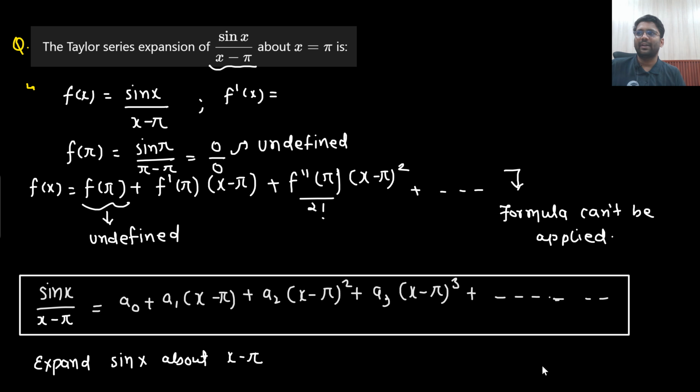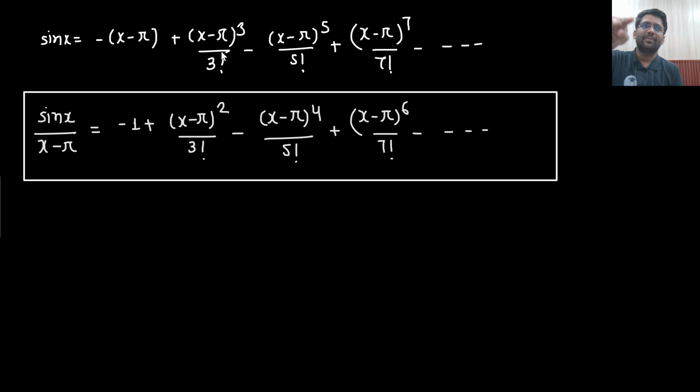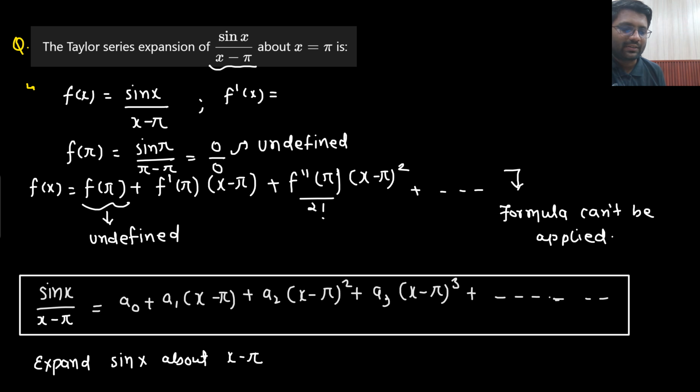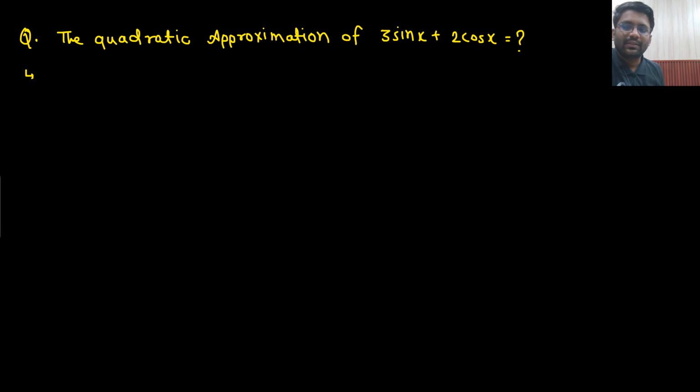So that would be equal to minus sin x. So the answer would become (x minus pi) whole cube divided by 3 factorial plus (x minus pi) to the power 5 divided by 5 factorial. But there is a negative sign, so the negative sign will come here, and this is the expression I will be getting: minus (x minus pi) plus (x minus pi) cube by 3 factorial minus (x minus pi) to the power 5 by 5 factorial and so on. Then I simply divide by x minus pi. This is the complete answer I will be getting. So use your intuition in that manner and you will be able to solve it. Understandable? Let's go to the next question.